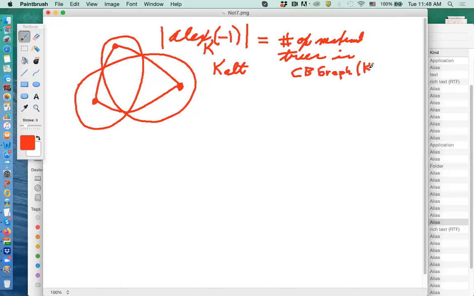of K. So that for example, the trefoil knot is associated with the number three. Its determinant, that's the determinant of the knot, the Alexander polynomial evaluated at minus one. And the number of maximal trees in that checkerboard graph is, in fact, three.